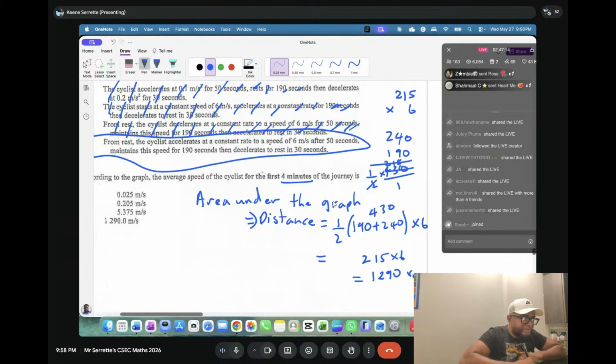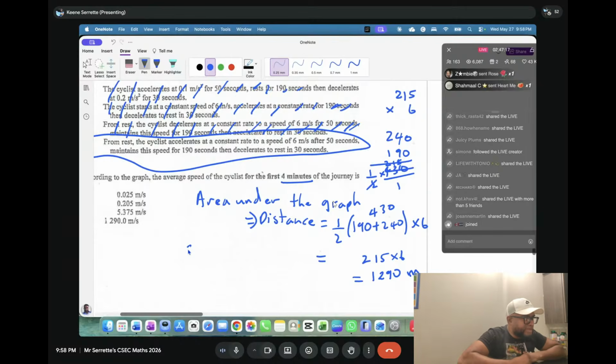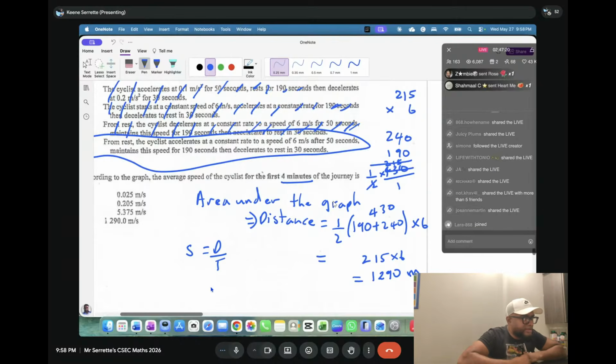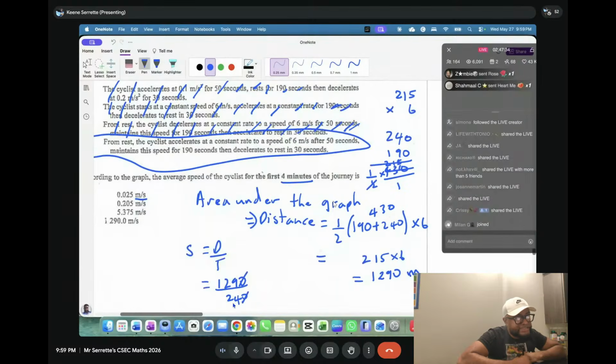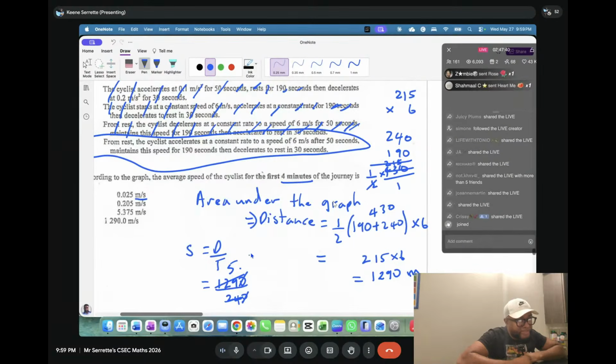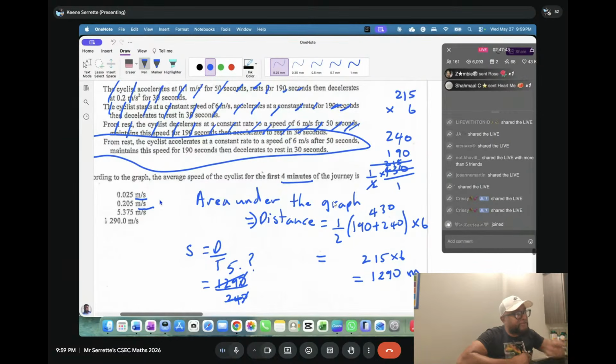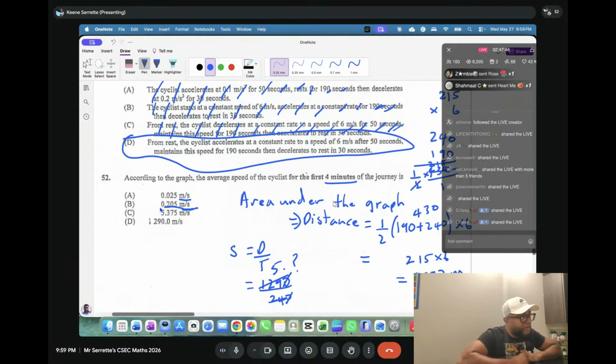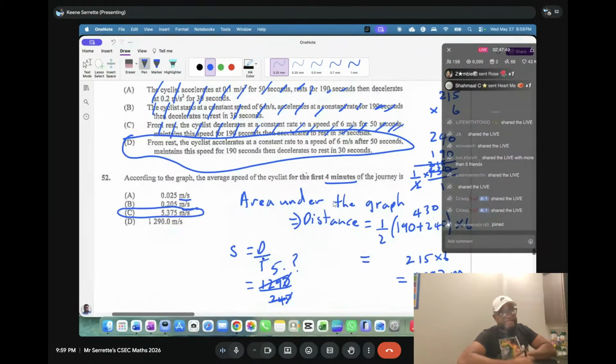This is meters. So your speed is equal to distance over time, which is 1290, my distance, over my time, which is 240 seconds, because our unit of measure here is meters per second. 24 into 129 would be 5 point something. I'm not going to waste time dividing anything else. That's the trick of the trade. Don't waste time to divide anything else here.